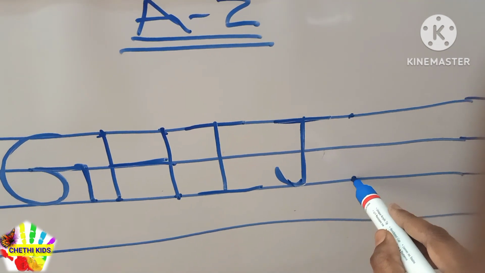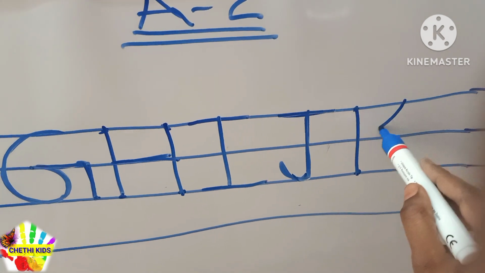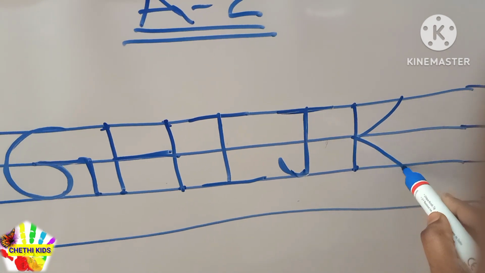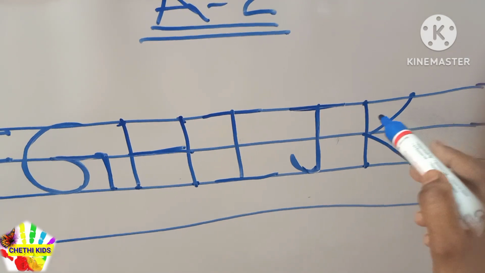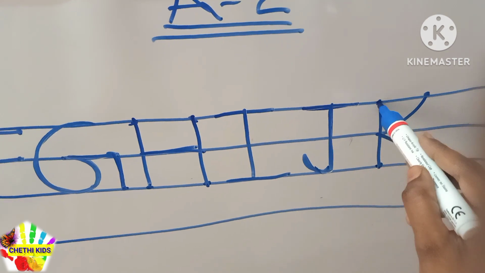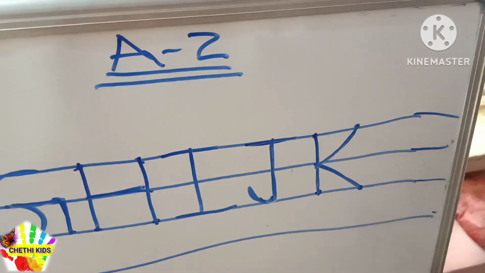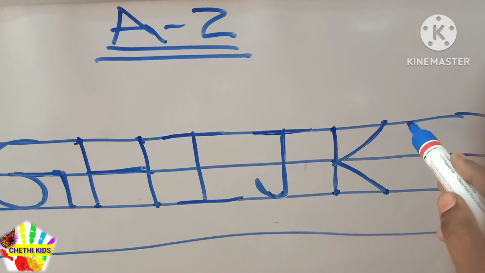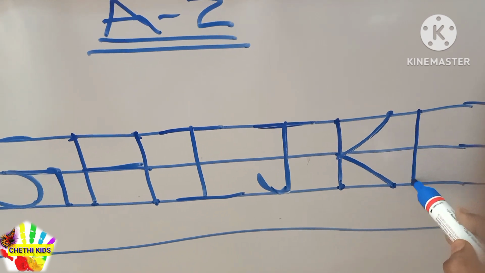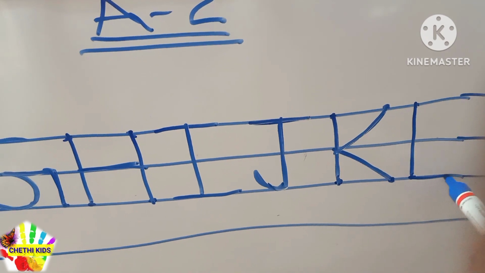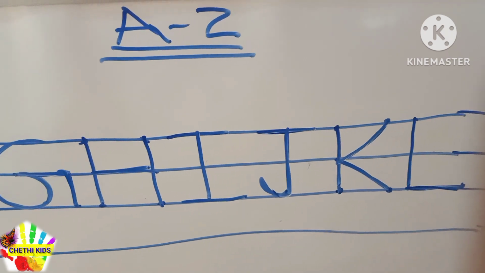Next K, standing line, red line to blue line, standing line, slanting line, red line to blue line, slanting line. This is K, standing line, 2 slanting lines. Next L, red line to blue line, standing line and on the red line, sleeping line. This is L, capital L.